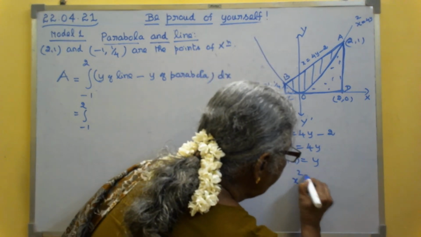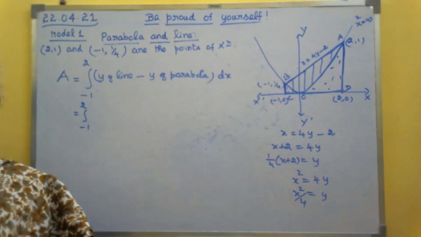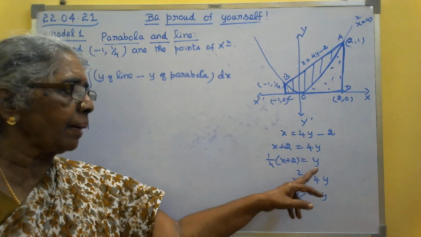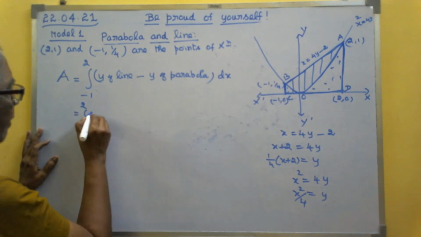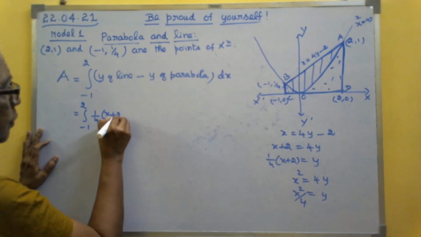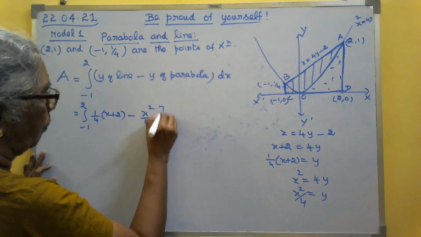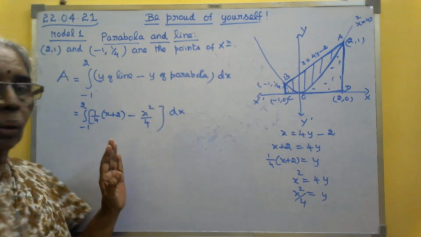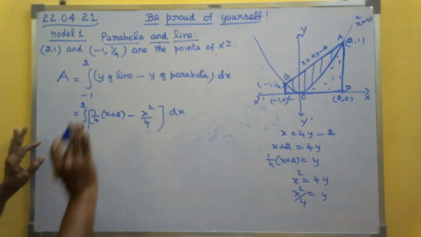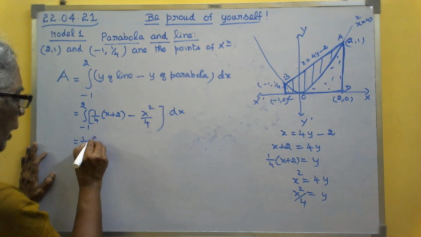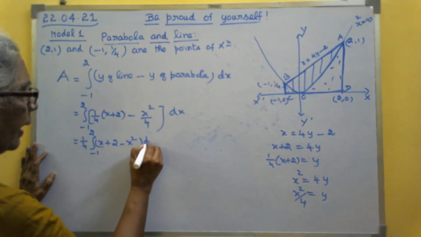As far as the parabola, it is x squared is 4y. So y is x squared by 4. So we have got both the line as well as the parabola, y in terms of x and the constant. So now here, instead of y of line, I will write 1 by 4 into x plus 2, minus, for the parabola part, x squared by 4. Put a bracket, then dx. Okay? So here after, it is very simple. The integration part will be very simple in area sums. So now the 1 by 4 I will take out. Integral minus 1 to 2, x plus 2 minus x squared dx.